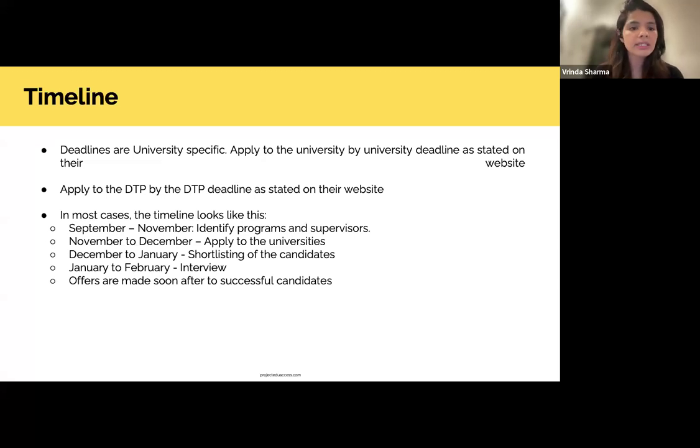Then November to December would be the time that once you've identified your DTP program and your supervisor, you'll have all of your deadlines and you'll be submitting to universities. Then around December to January, universities start to shortlist the applicants, and soon after they give interview calls to students. And January is the time usually when all of the interviews take place for all of the shortlisted candidates, and offers are typically made soon after to all the candidates as well.